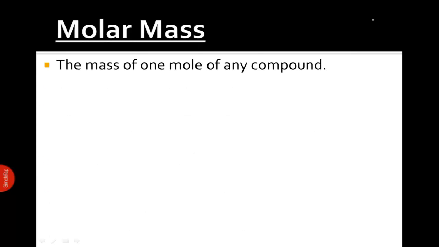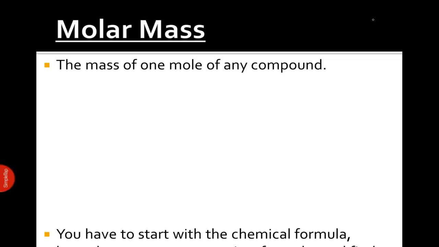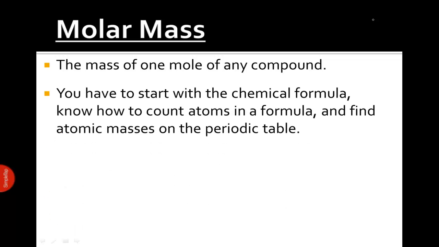It's kind of self-explanatory that it is the mass of 1 mole of any compound. Remember, chemists don't count out atoms. Instead, it's a lot easier to just take the mass of them using the periodic table. So essentially, if you want to be able to calculate a molar mass, you need a chemical formula. You need to know how to count atoms within the formula and then find the atomic masses on the periodic table. That would be the number underneath the atomic symbol.